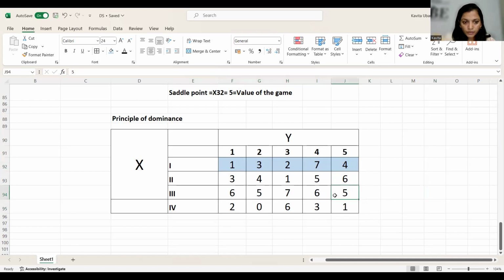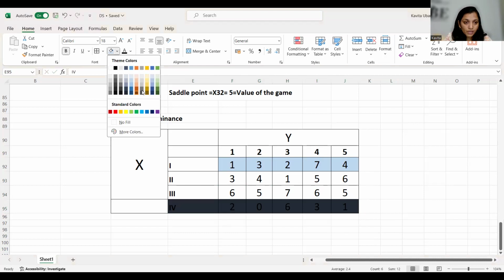Third strategy: when X uses the third strategy, that is, the third row dominates the fourth row. All the values from the fourth row are less than the values from the third row. So here 2 is less than 6, 0 is less than 5, 6 is less than 7, 3 is less than 6, 1 is less than 5. So your row number 3 is dominating row number 4. So that we are going to cancel.